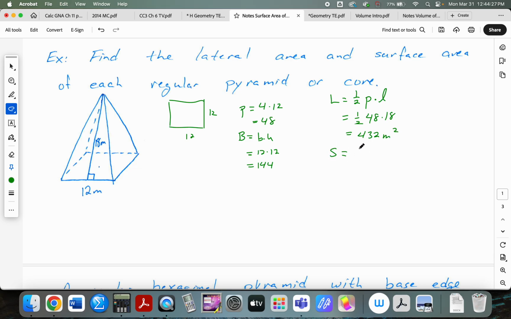And then the surface area is the lateral area plus, unlike our prism where there were 2 bases, here there's only 1 base. So it's the lateral area plus the area of the base. So it's 432 plus 144 is 576 square meters. So that's a real straightforward problem. Again, I think it's better if you deal with all the things you need to find about the base first, and then you're just substituting into the formulas.